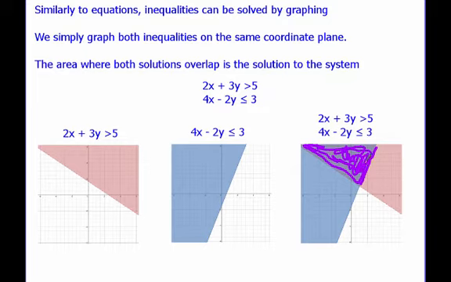So basically, all we're doing is graphing them together. And this part where their solutions overlap, that is the solution to the system. So in this case, it's this whole area up here.